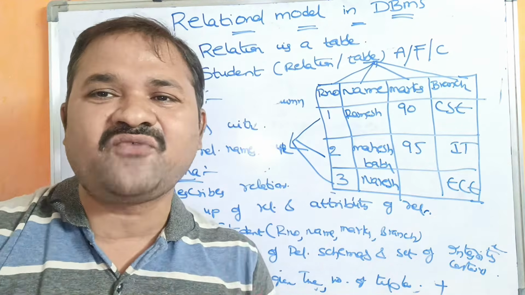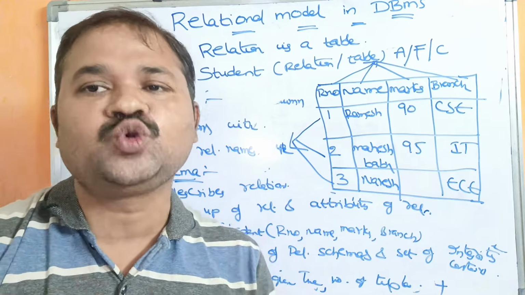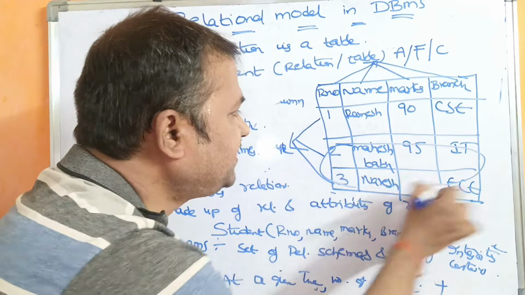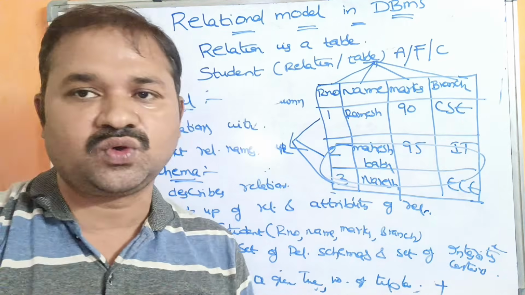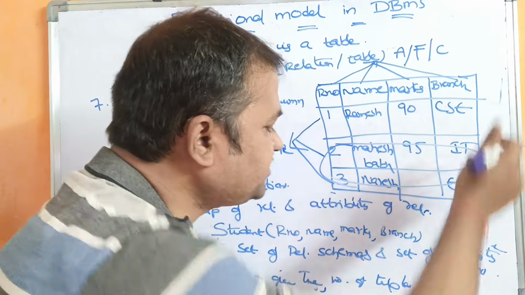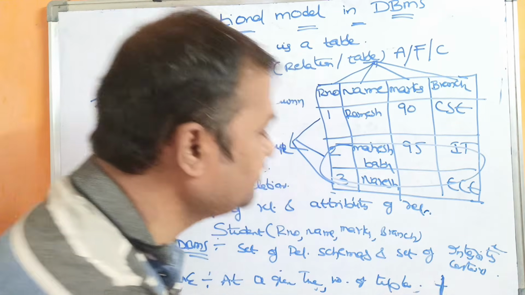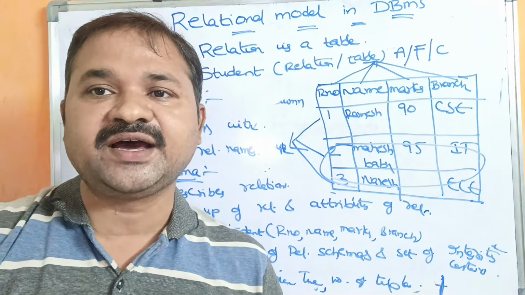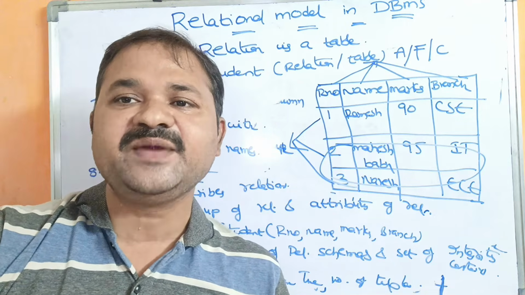Let us assume that after some time we have deleted 2 rows from the table. If we delete these 2 rows, then the table will contain only 1 row. So now relational instance means what? At this time, this relation contains only 1 tuple. Okay. So this is about relational instance. This is about the relational model in database management systems.